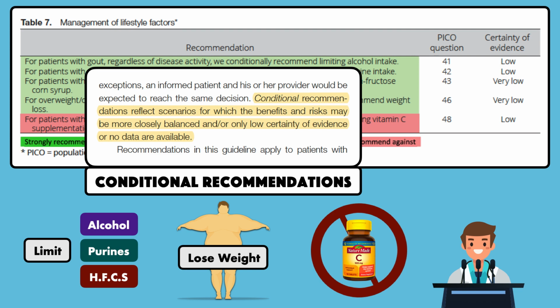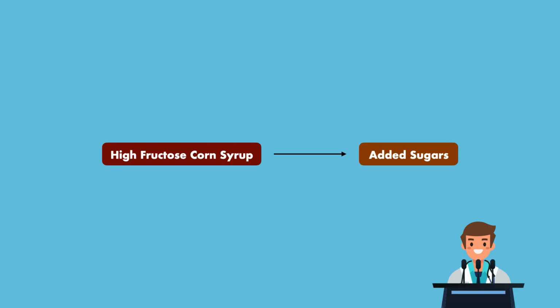This means that they reflect scenarios for which the benefits and risks may be more closely balanced and/or only low certainty of evidence or no data are available. I don't have much to say about the recommendations for purine intake and alcohol intake, but I'll go ahead and comment on the others.